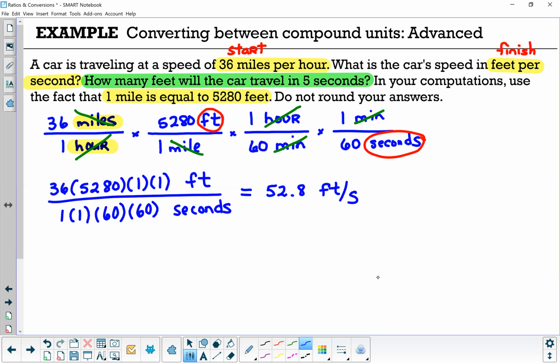Okay, second part of this. How many feet will the car travel in 5 seconds? Okay, so we're going to take our answer, 52.8 feet per second, or feet over 1 second, and multiply that by the 5 seconds. Okay, so again, analyze your units. Second divided by second is, we eliminate the seconds, so we're just left with feet. So we multiply 52.8 times 5, we get 264 feet.